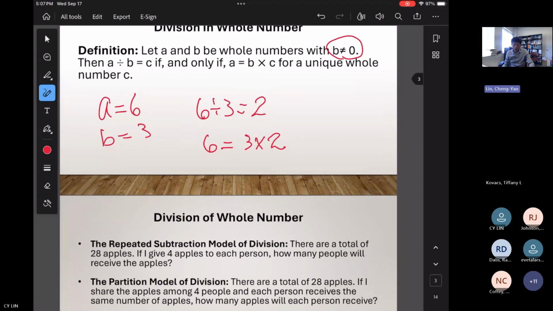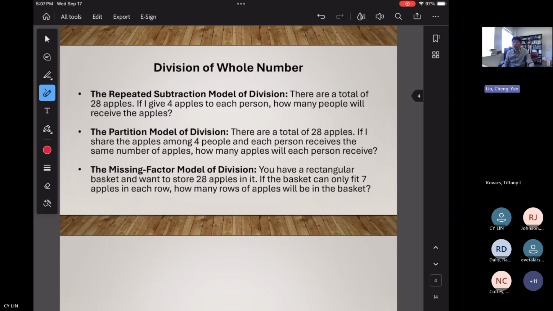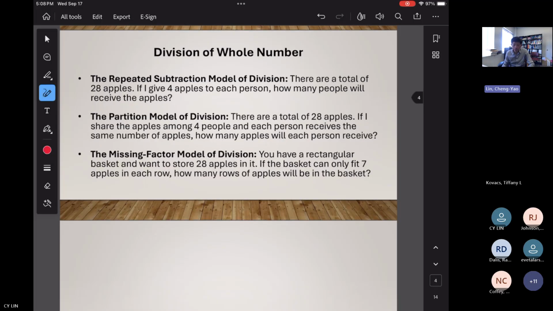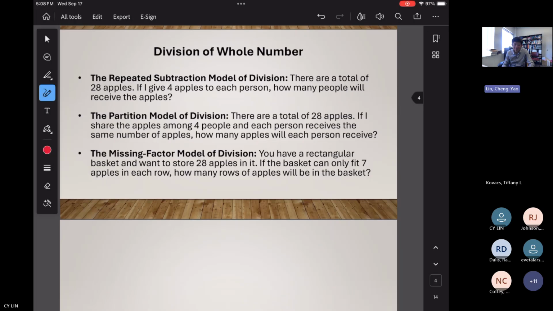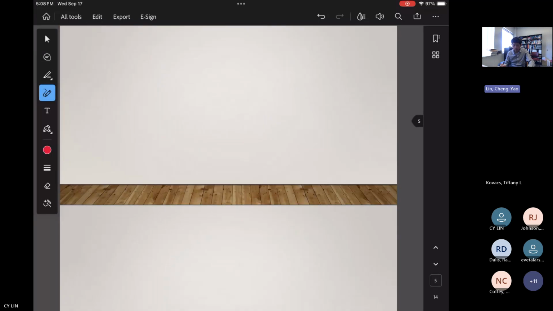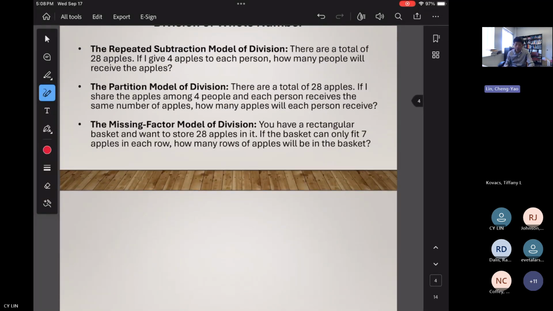Next, we have division of whole numbers. We have different models to represent division. The first one is called the repeated subtraction model of division. Here is a word problem. There are a total of 28 apples. If I give 4 apples to each person, how many people will receive apples? So we can do repeated subtraction.